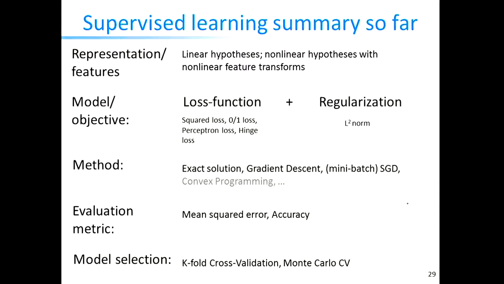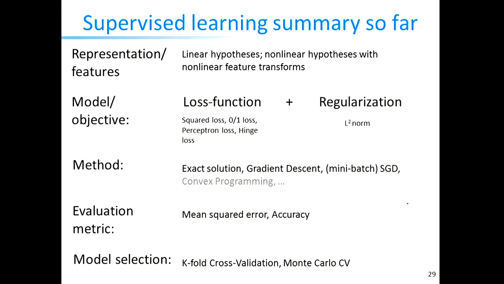Then the question is how do we express preferences? Among all these models we can fit, how do we specify which one we want? We typically have to specify some form of loss that measures goodness of fit, for classification and regression, and some notion of complexity, capacity control, or regularization. Concretely, we talked about the square loss, 0-1 loss, perceptron loss, hinge loss, and so on, and primarily L2 regularization so far.